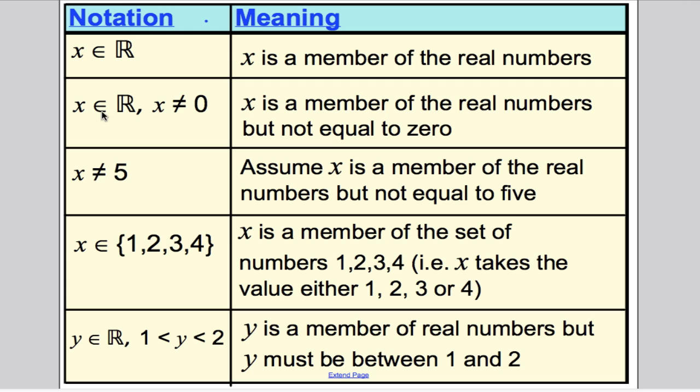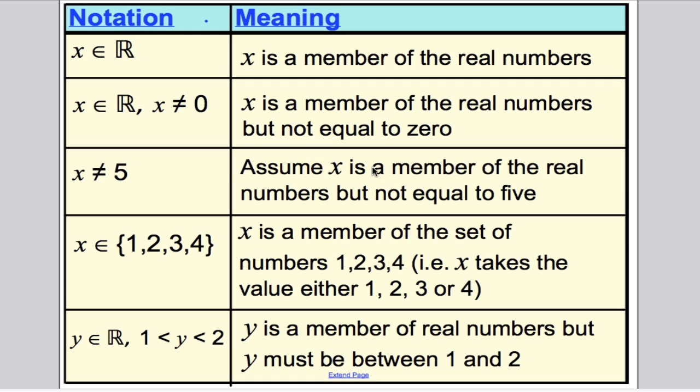Something like this: x is a member of the real numbers, but we also have the condition that x can't be 0. So this translates to x is a member of the real numbers but not equal to 0. Sometimes, if we just wrote something like x is not equal to 5, that would have the same meaning in context.